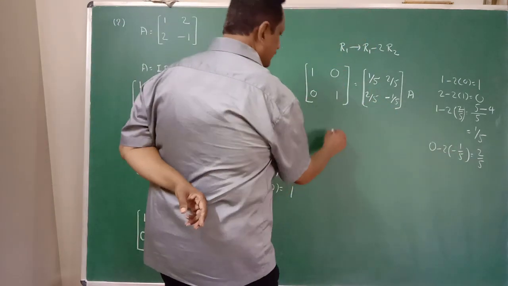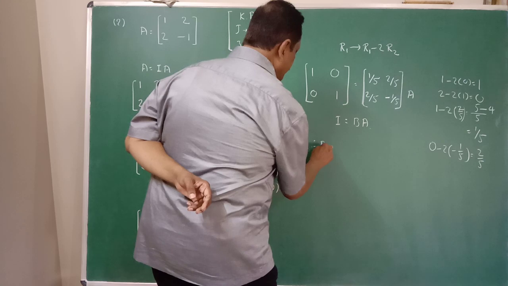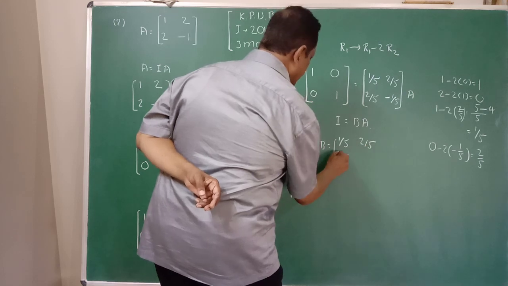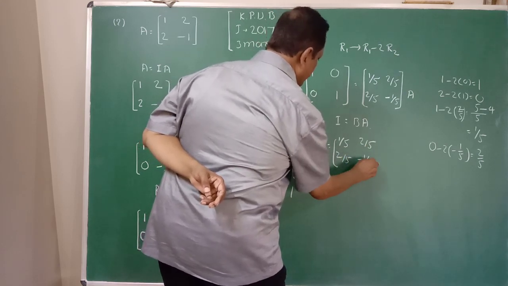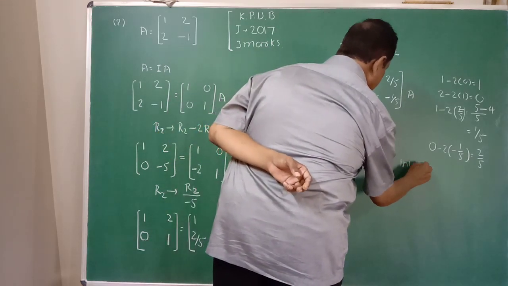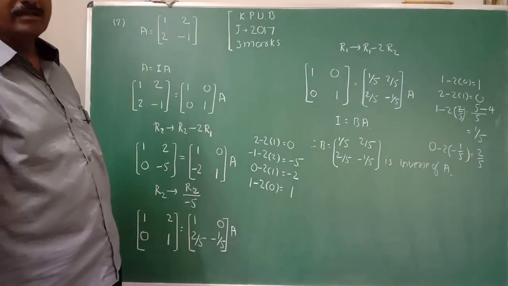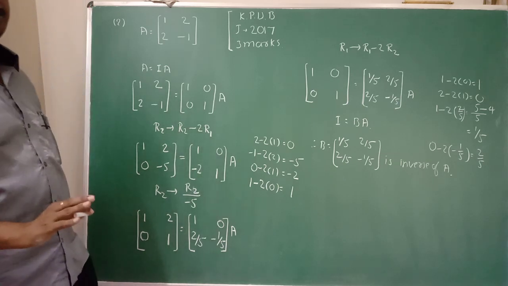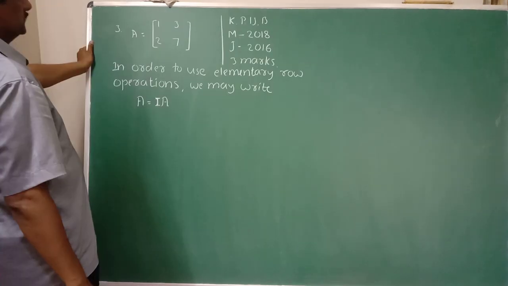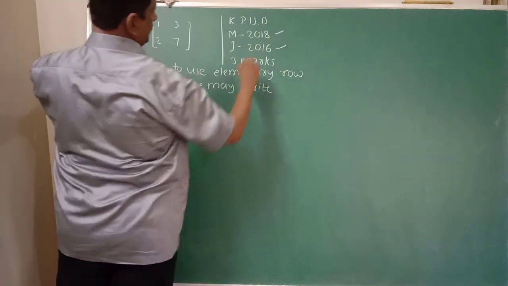So this is the identity matrix here. It is in the form of I is equal to B into A. Therefore B is equal to 1 by 5, 2 divided by 5, 2 divided by 5, minus 1 upon 5, which is the inverse of the matrix A. It is a 3 marks question. It is a very important example from the point of view of examination. Usually every year they are asking such type of example.